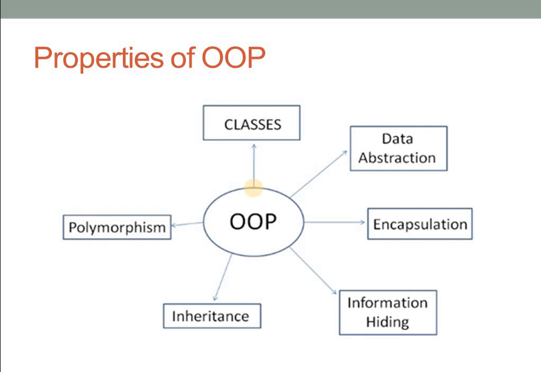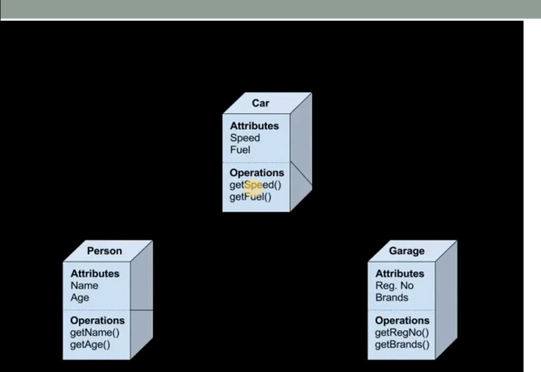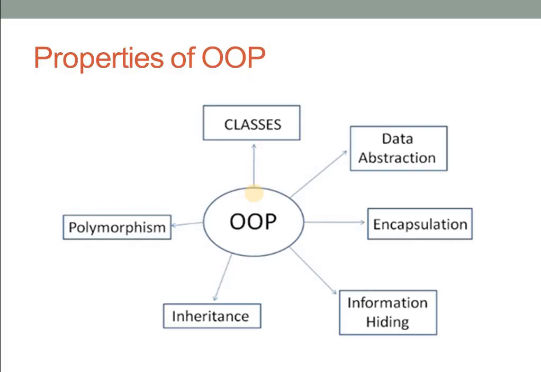Now coming to the next property of OOP, encapsulation. Encapsulation is defined as the wrapping up of data and functions together into one module. Again, we shall see this particular example. Here you can see inside a class, the attributes of the class as well as the functions that we can perform on the class are wrapped up together. This concept is what we mean by encapsulation.